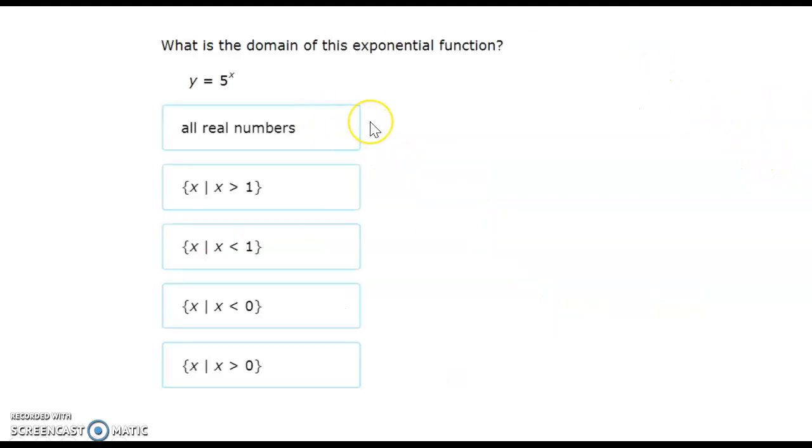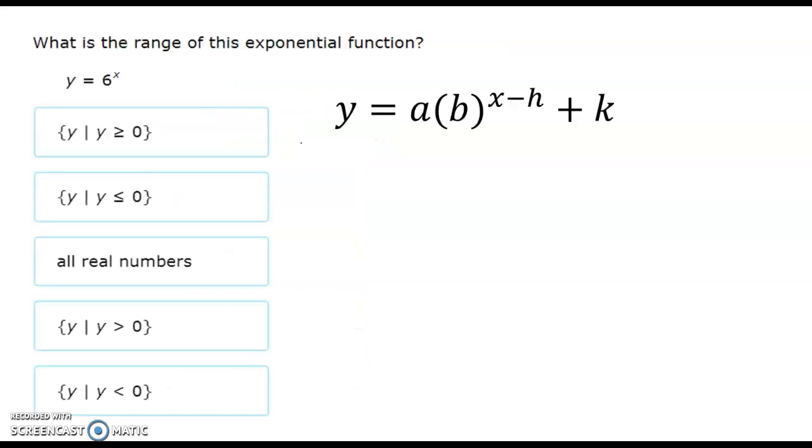We're going to move to example 1. What is the domain of this exponential function? We learned in previous examples that the domain of any exponential graph or function will always be all real numbers. Next example, what is the range of this exponential function?